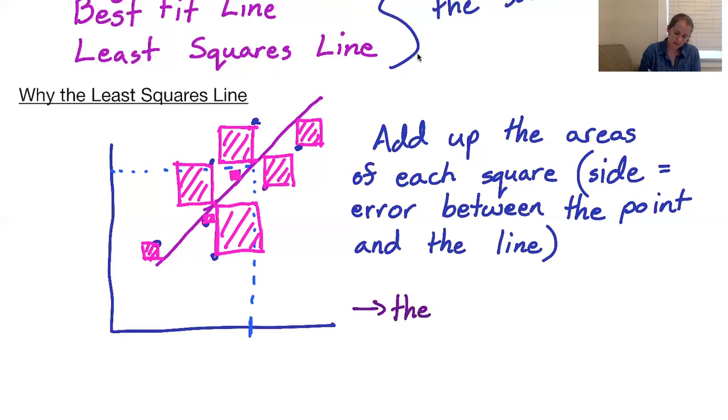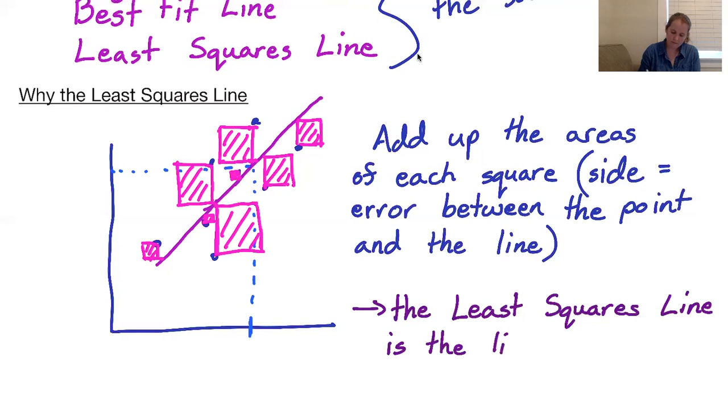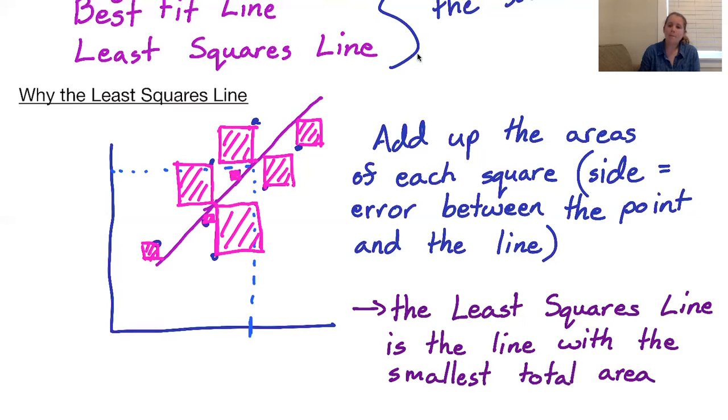So the least squares line is the line with the smallest total area. It turns out that this line is unique. For each scatter plot, there is only one line that has this smallest possible total area if we look at all the squares based off of the error between the line and each point.